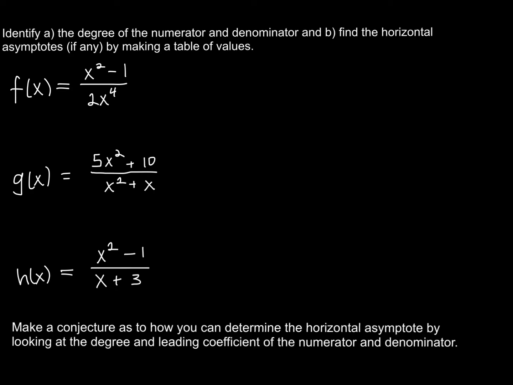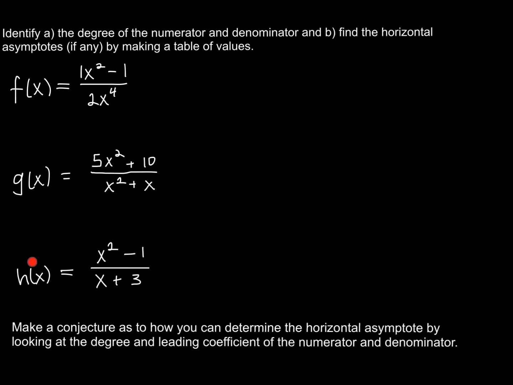Okay, let's talk about the degree of the numerator and the denominator real quick as we look at f of x together. So the numerator is x squared minus 1, so the degree is 2 because the highest exponent I have is a 2. And in the denominator I have an x to the 4th, and so my degree is 4. Notice here the leading coefficient is 1 in my numerator, and in my denominator the leading coefficient is 2. So that's something you might want to pay attention to as well. Alright, go ahead and complete these.